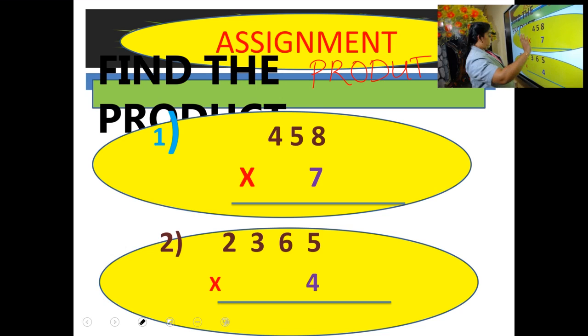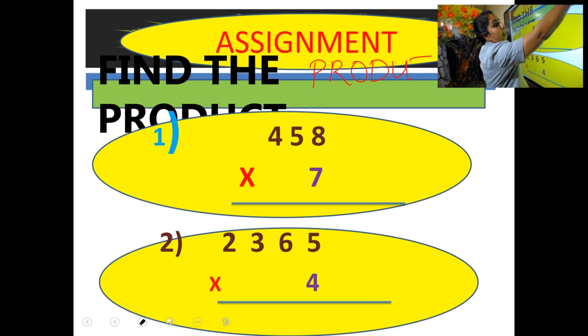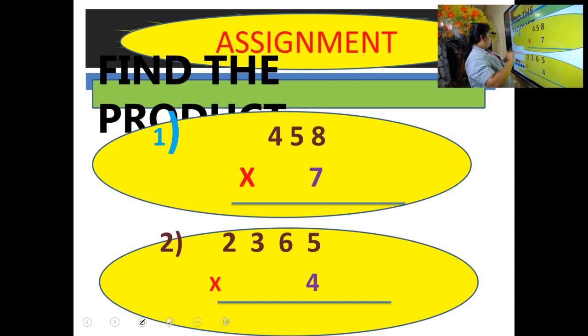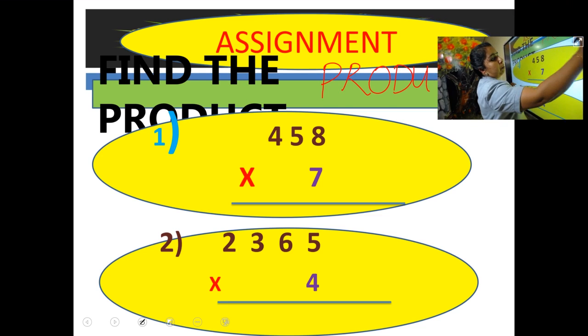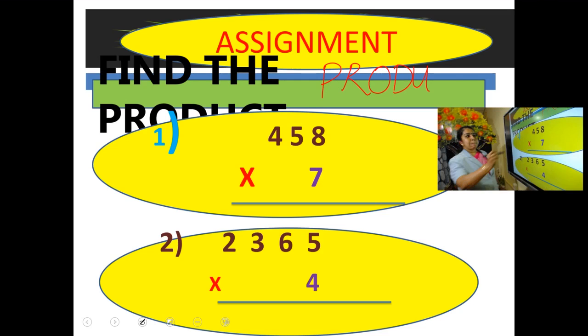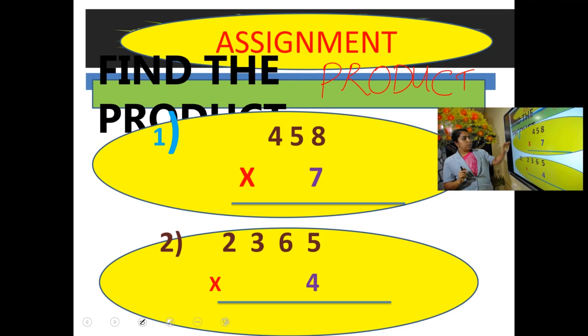So what is your assignment? Find the product. Clear? So the first question is 458 into 7.